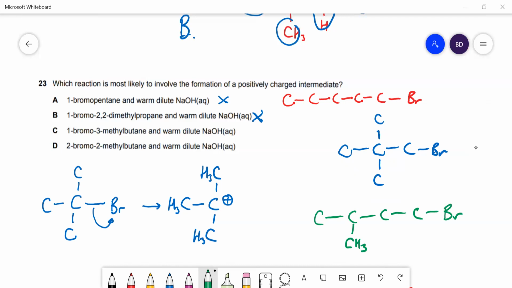So it's got to be D. Let's just check. It's 2-bromo-2-methylbutane. So we're going to have a C there and a Br there, and that is a tertiary. Look, the carbon here, which I'll just put a red dot on, to which the bromine is attached, is attached to 3 other carbons. So that is likely to form the carbocation. So our answer there is D.